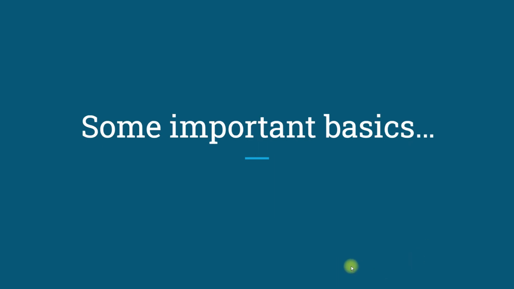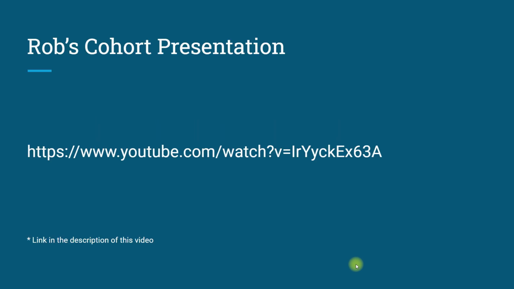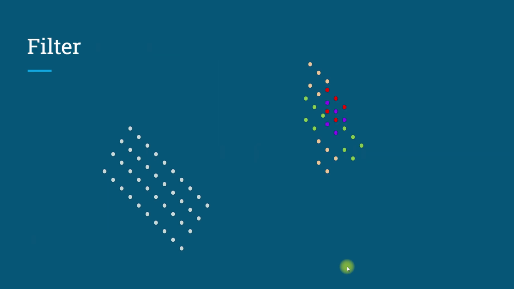Important basics. I will note that Rob from Veracity has a great YouTube video that talks about this in some more detail. I'll put the link in the description, but I'm just going to cover it at a very high level. So let's imagine you have some data, and each one of these little dots is a data point, and we may want to filter that data. You'll notice that on the left-hand side we have all the grayish looking ones. All of these are filtered out of the other colors that are on the right hand side.